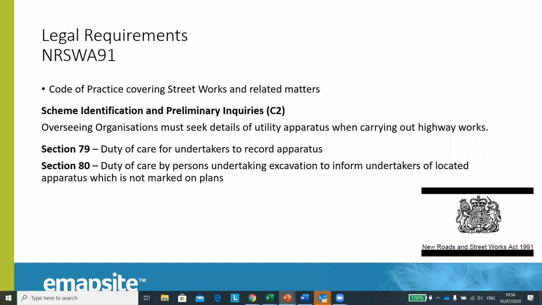So it will be incumbent on you when you're doing the street works. If you notice anything that doesn't line up with their plans, you need to highlight this to them to ensure that up-to-date records are kept for future excavations.